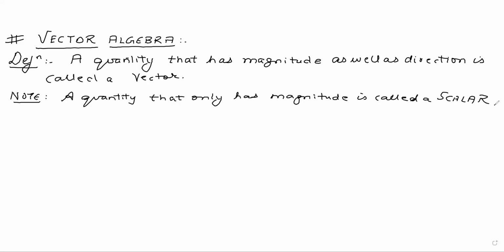When we talk about a scalar quantity, it only has magnitude. We don't talk about direction. However, if we have a quantity which has a given magnitude as well as a given direction, that particular quantity is called a vector. Now, how do we denote a vector? So our next heading now is notation of a vector.